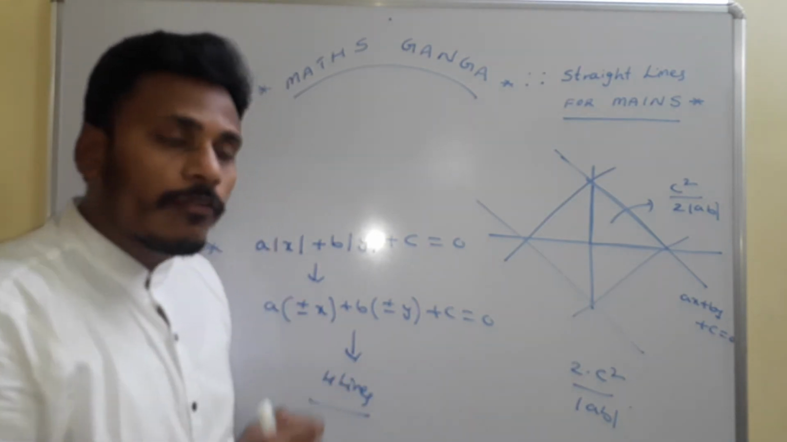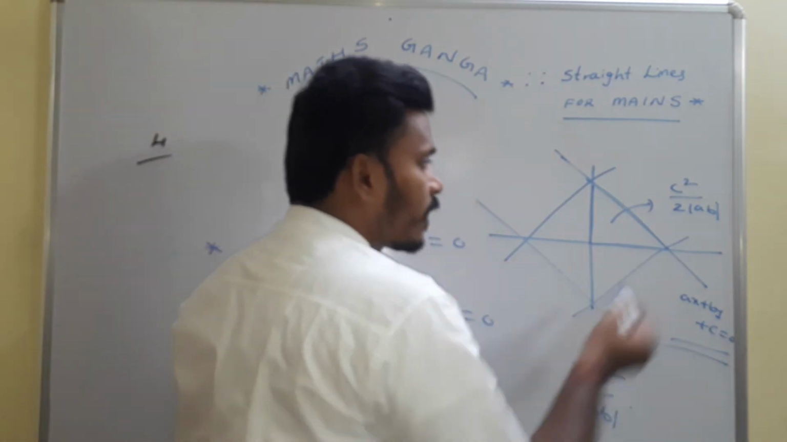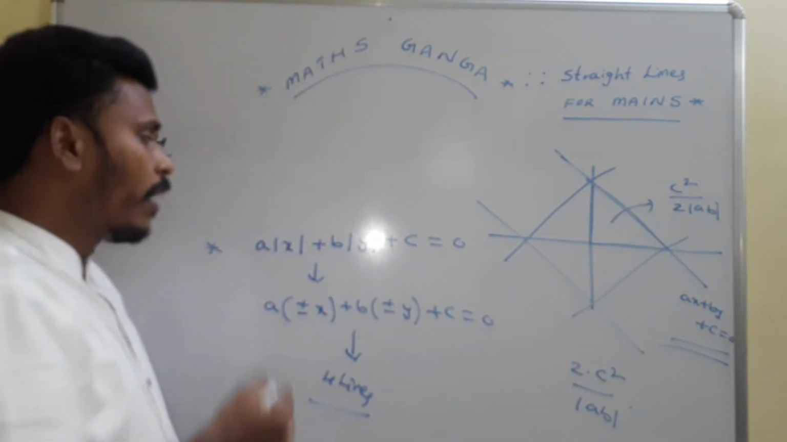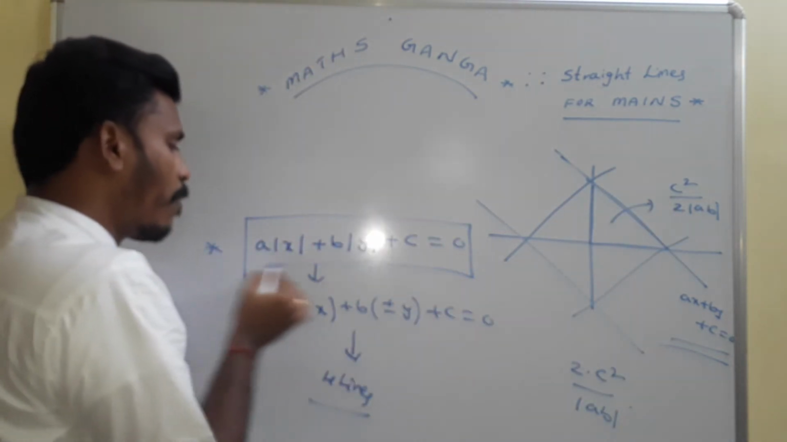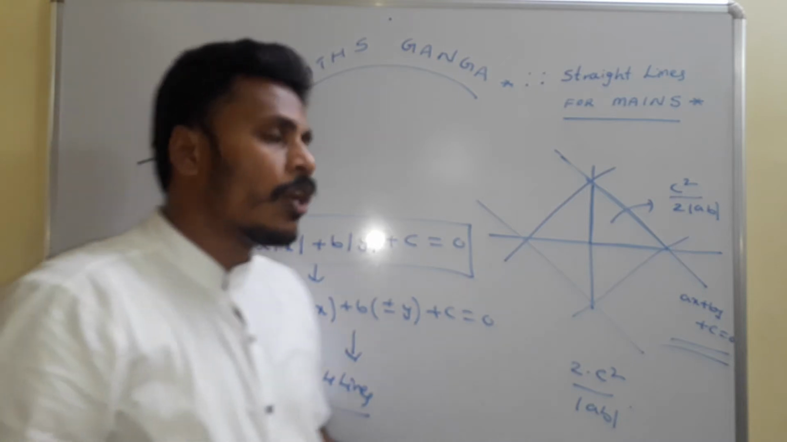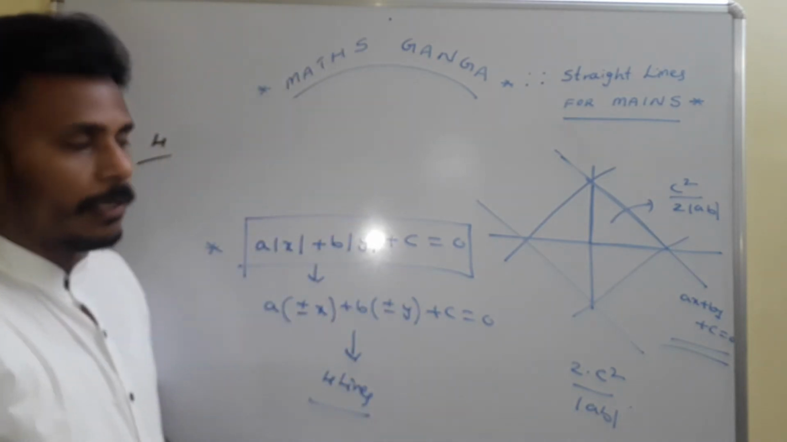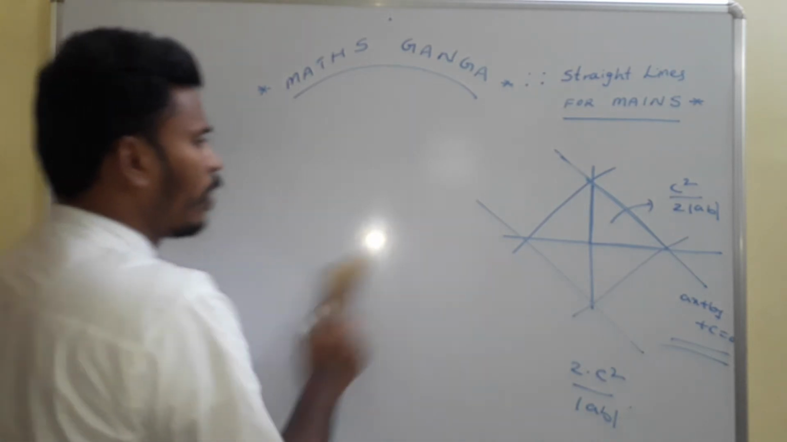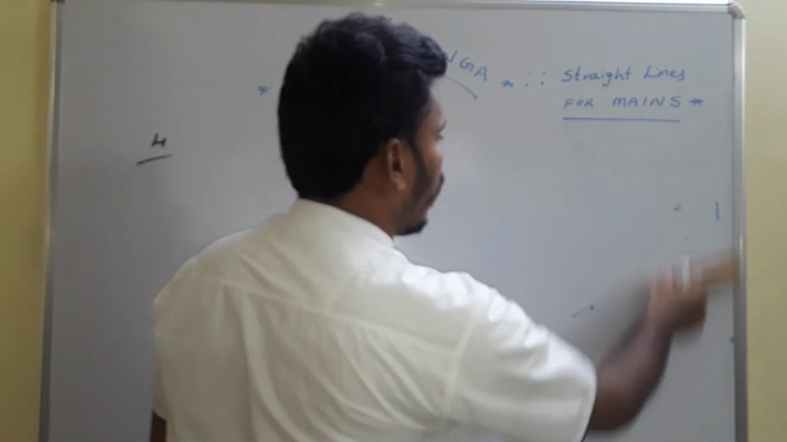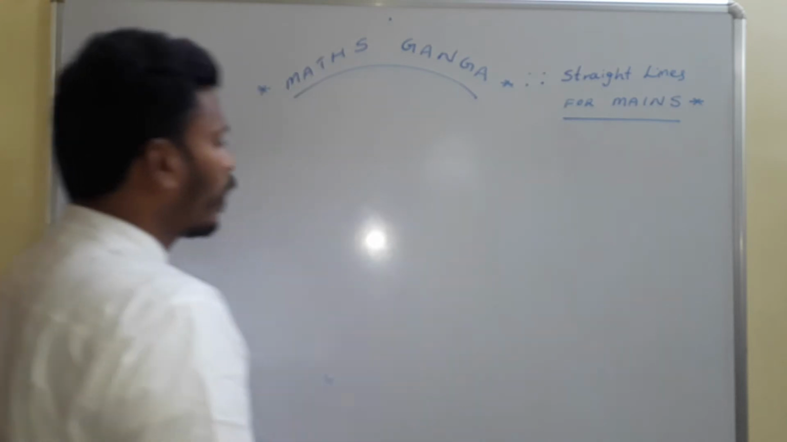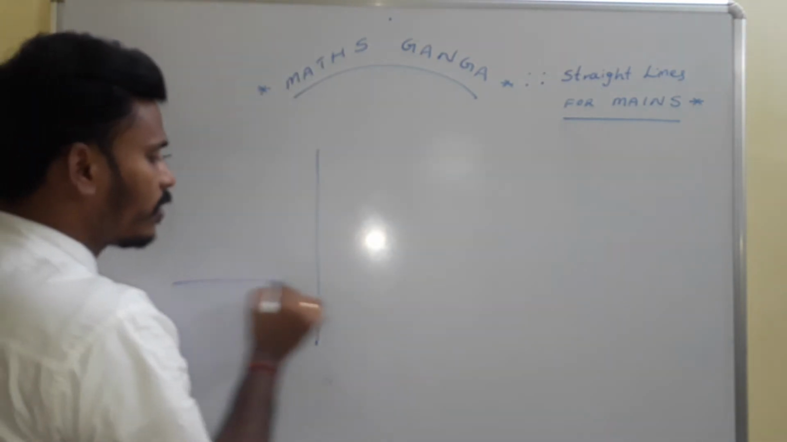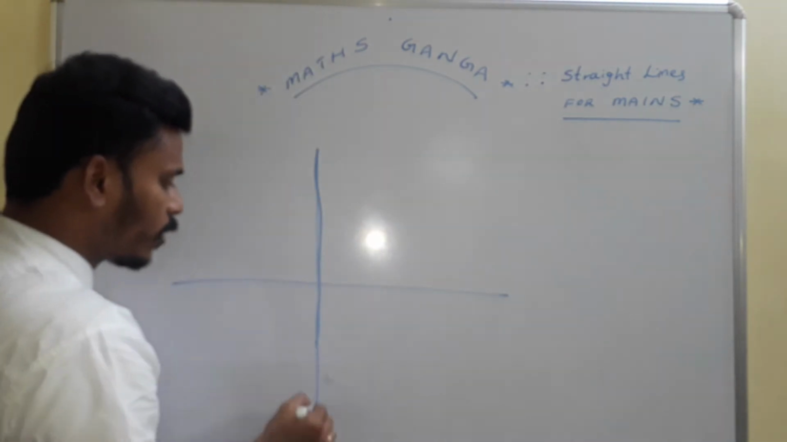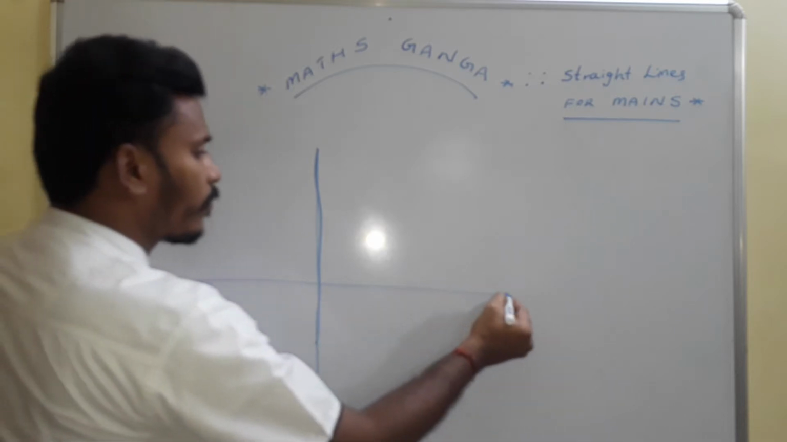Area of the triangle formed by this line with the coordinate axis is c square by 2 mod AB. Area of the rhombus formed by this with the coordinate axis is 2c square by mod AB. And we have one more frequently faced situation related to this area. For example, this is the coordinate system. You may say it as y-axis and you just take it as x-axis.